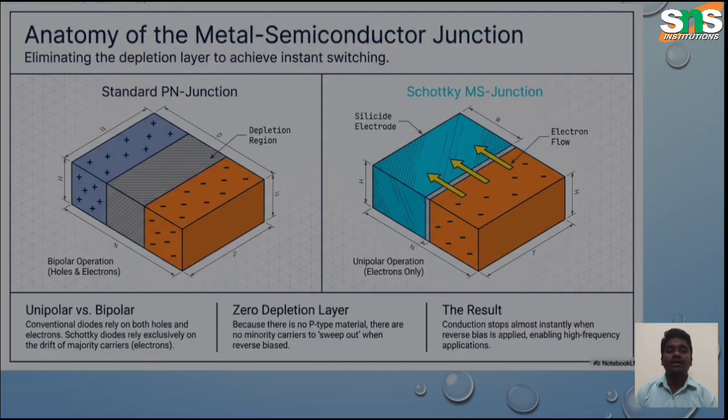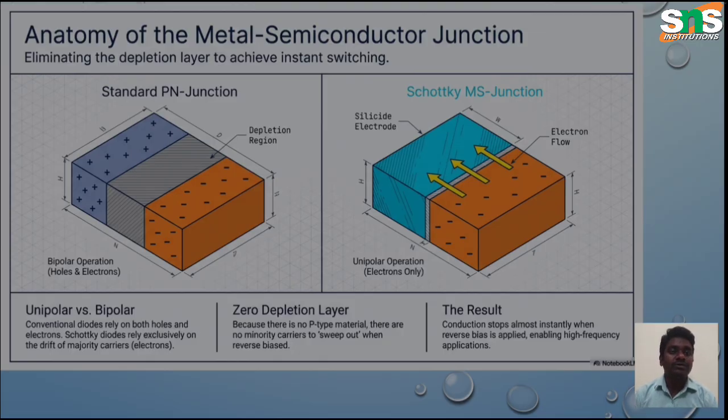Now the anatomy of this metal semiconductor junction, that is the Schottky diode. In a standard PN junction diode, the p-type material is there and the n-type material is there, and in between there is a large depletion layer. There is a bipolar operation, with holes and electrons as charge carriers in the PN junction diode. But in the Schottky diode's MS junction, one end is metal and the other end is semiconductor material. So it is a unipolar operation, and only electrons play the role. The arrow mark indicates the direction of the electron flow. This is the difference between bipolar and unipolar. Conventional diodes rely on both holes and electrons, that is bipolar. Here in MS junction diodes, only electrons play the role.